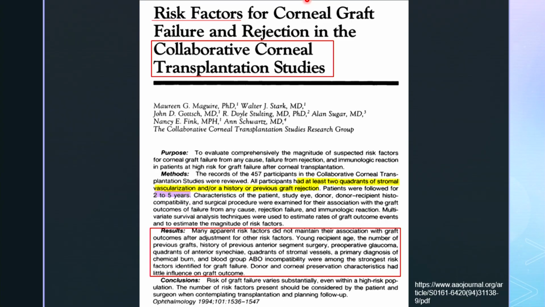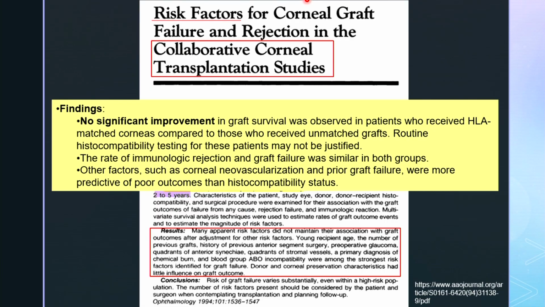So it was a high risk penetrating keratoplasty. The patient was followed for 2 to 5 years. And in this patient, we could see all the risk factors which we've discussed before: the young recipient age, the number of previous grafts, history of previous anterior segment surgery, preoperative glaucoma, quadrants of anterior synechiae, stromal vessels, and history of chemical burn or a blood group ABO incompatibility were among the strongest risk factors. And there was no significant improvement in the graft survival in those who received HLA matched corneas. So hence routine histocompatibility testing for these patients is not justified.